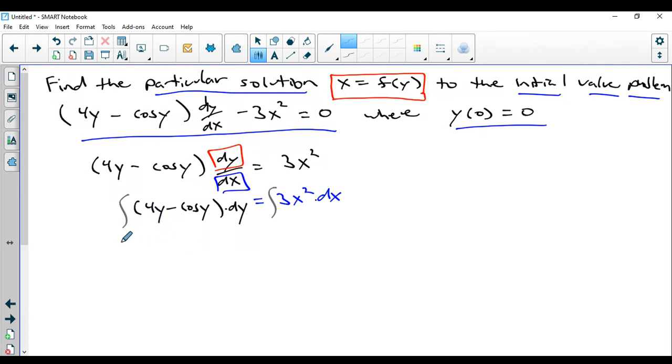So the integral of 4y would be 4 times a half y squared, minus the integral of cosine y. Do you know a function whose derivative is cosine y? You do. It's sine y. All right. And then I'll leave a little space here, equals, and then let me integrate this guy. So 3 times a third x cubed.